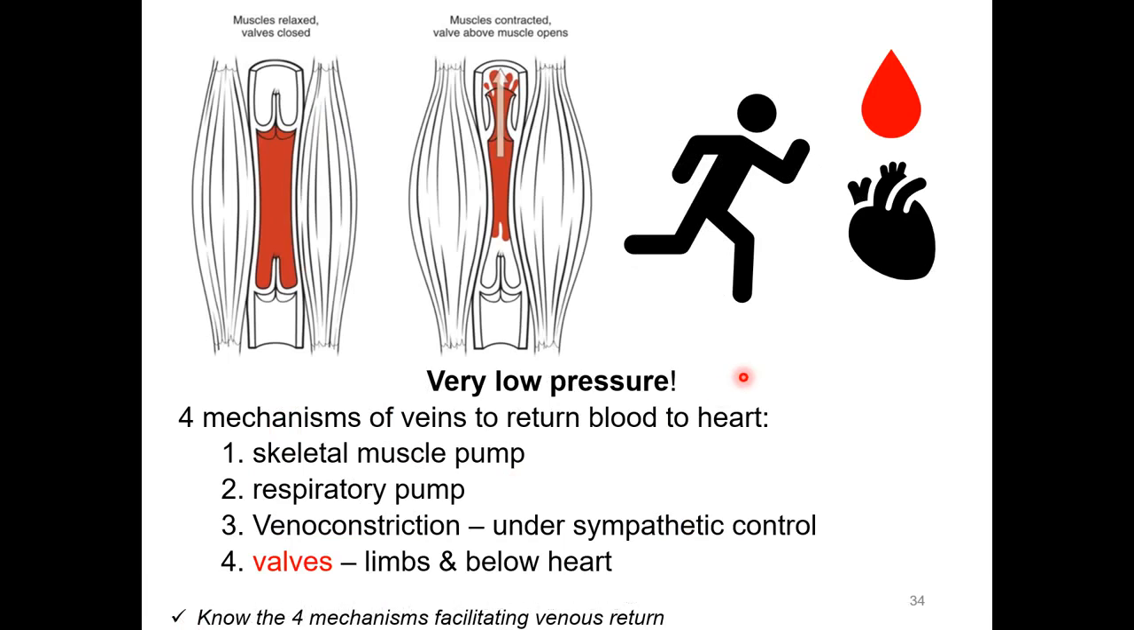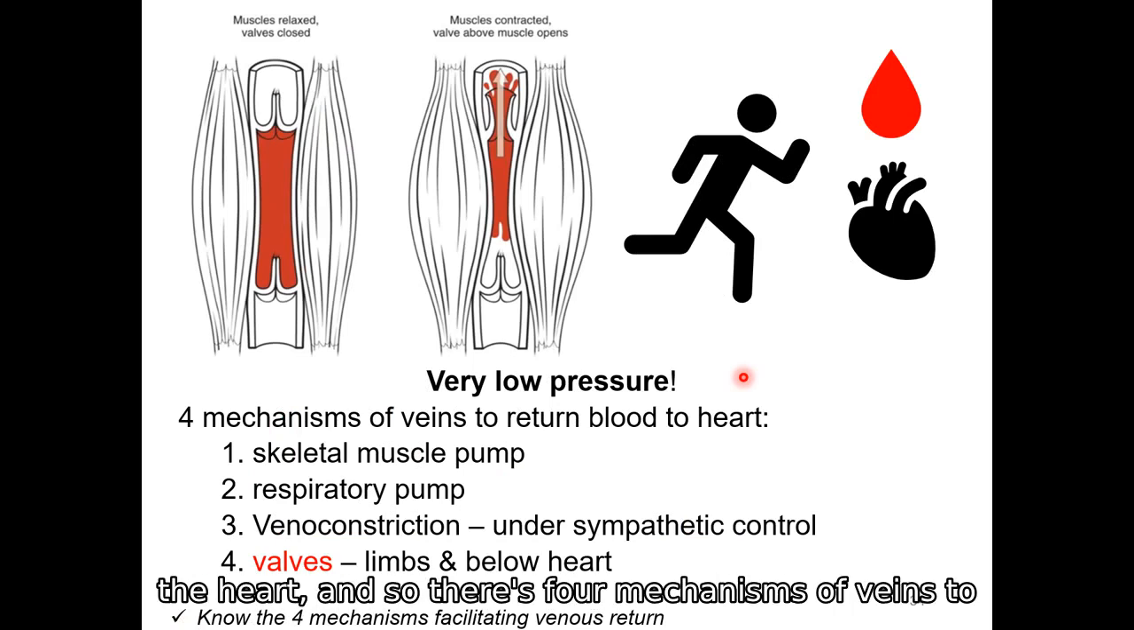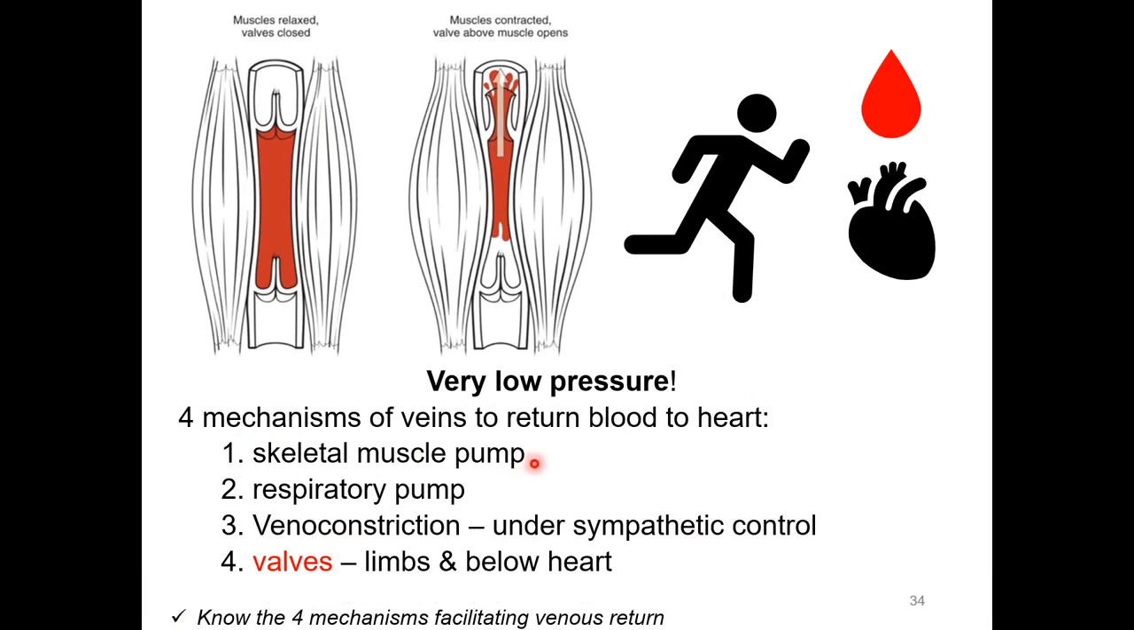Because there is low pressure, we need some tricks to get the blood back to the heart. And so there are 4 mechanisms of veins to return blood to the heart. One is called the skeletal muscle pump. Veins are going to be sandwiched between skeletal muscles.